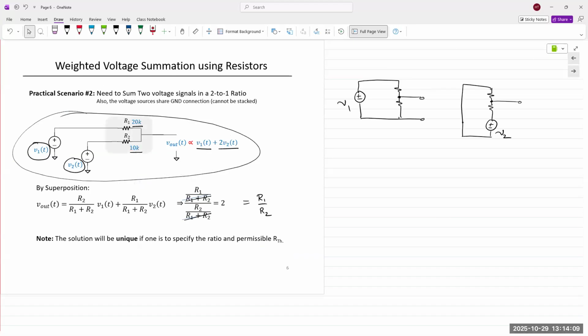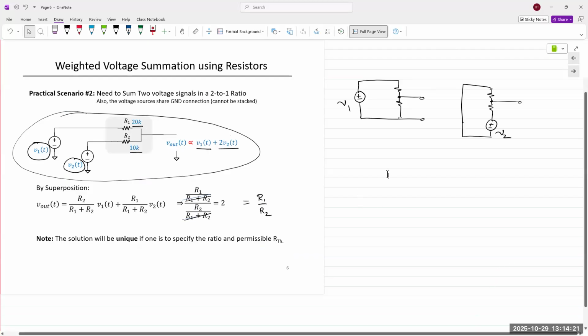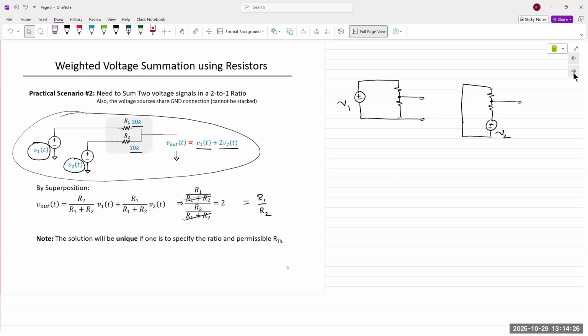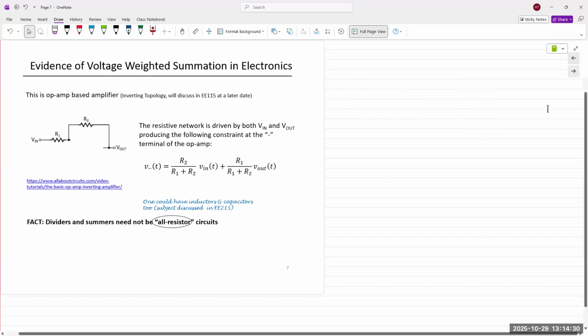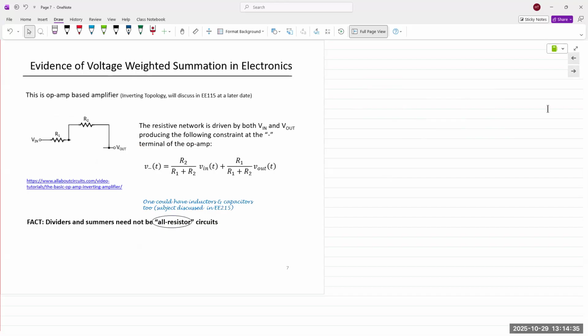Okay, voltage summation of two resistors. I believe we had covered this too. So I just want to make sure, if anybody has any questions before we proceed. All right. So the voltage weighted summation as applied in electronics. This is something that we will look at in op amps. Okay, op amp based amplifiers.